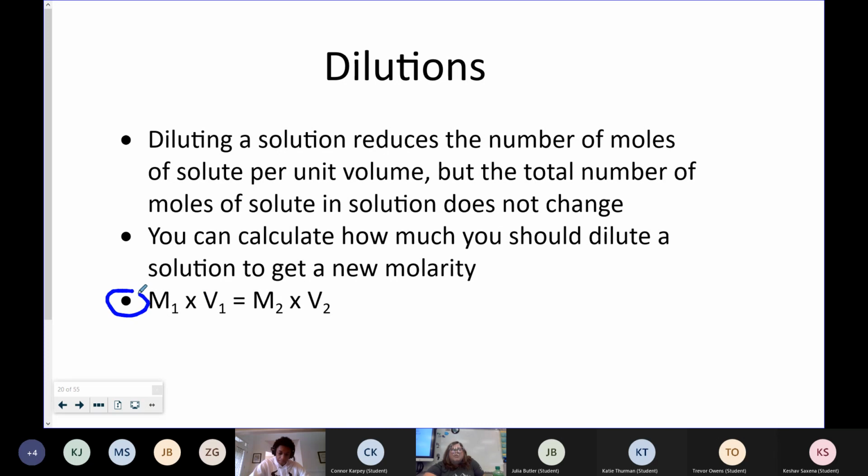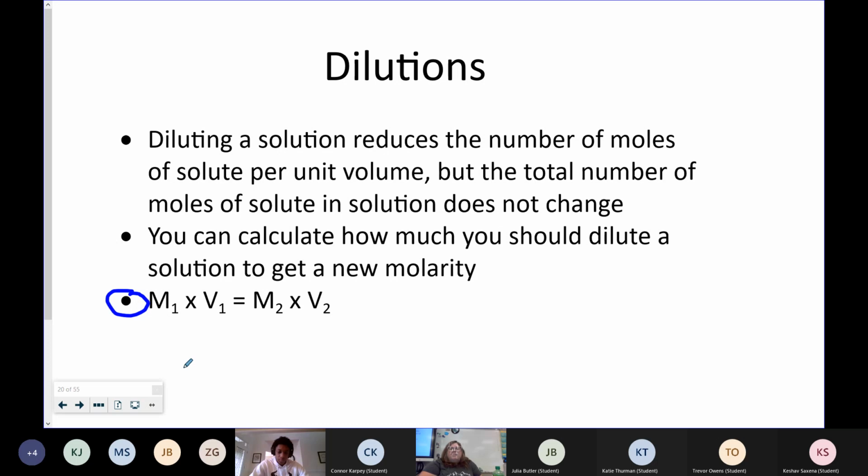dilution formula, and this is also on your reference sheet. It took the molarity formula, and since moles was the same, rearranged it to get a comparison of molarity and volume. So we have the beginning molarity times the beginning volume is equal to the final molarity times the final volume. So it's this M times V equals M times V.